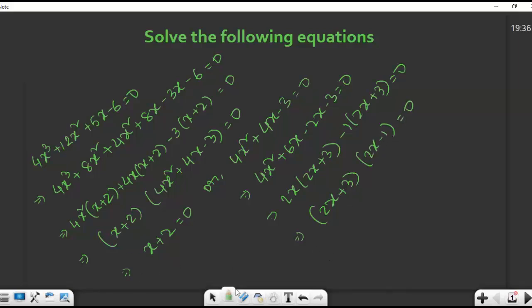So here we'll get three solutions. So first one is x equal to minus 2. Second one is, from 2x plus 3 equal to 0, we can write x equal to minus 3 by 2. And from 2x minus 1 equal to 0, we can write 1 by 2. And that is the solution of this problem.